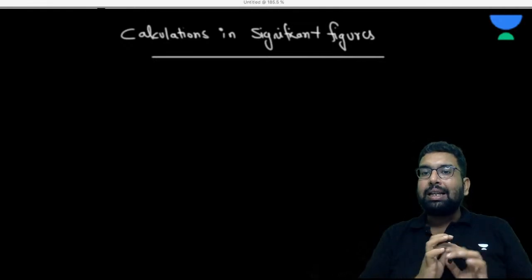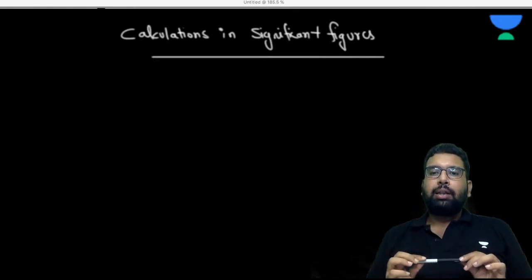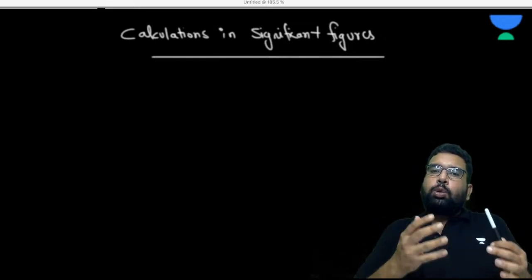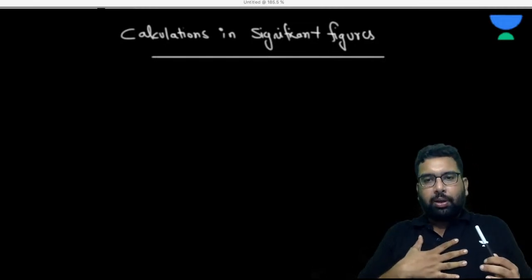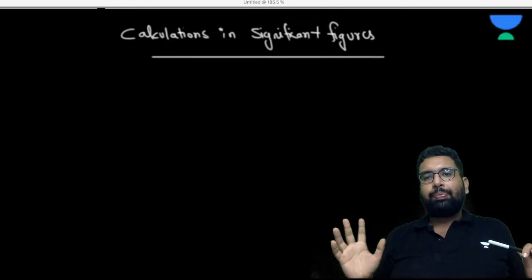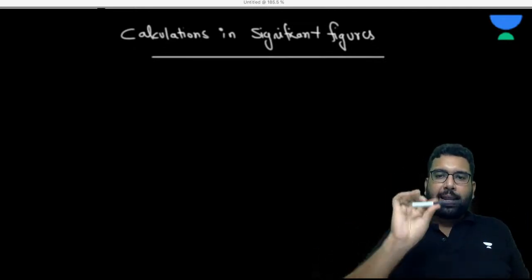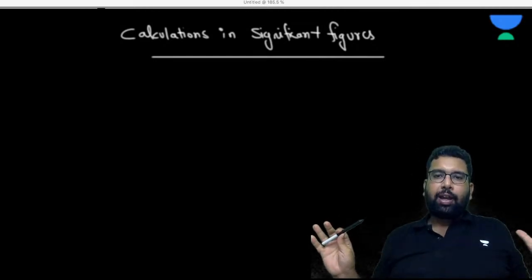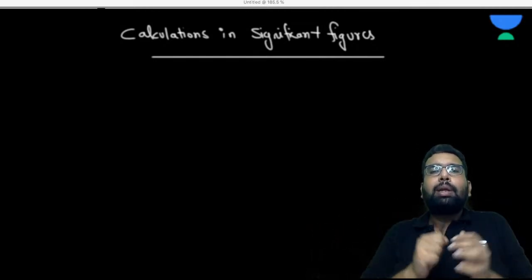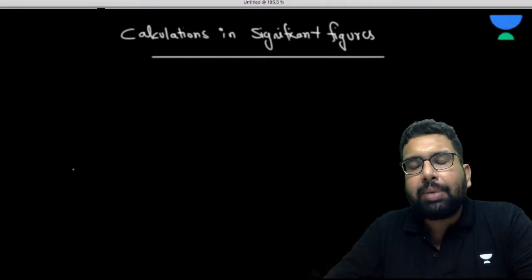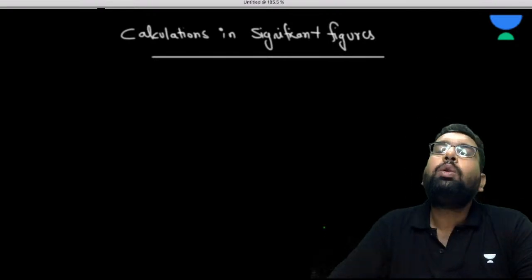When we are measuring something, there are some digits of which we are very much certain, and some digits we are not sure about. Like for example, I have this pen. If I measure it from a normal meter scale, please understand this.